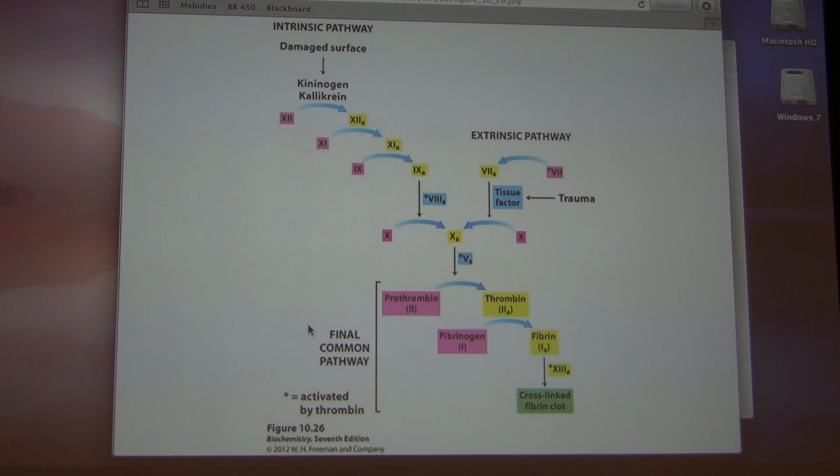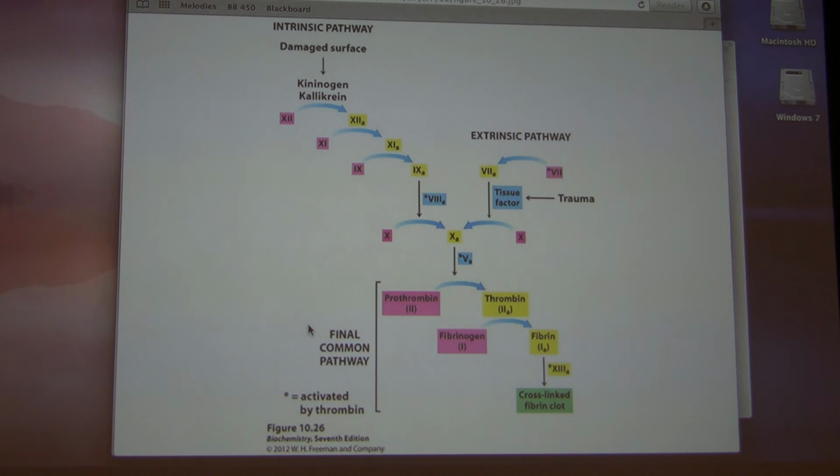Okay? There are two pathways leading to this activation, and we're not even going to worry about the two pathways. We're going to focus on this bottom part because it's at this bottom part where all the action is. The stimulation of these pathways leads to activation of an important protease, and yes, these are all proteases because in each step, one protease is activating another protease, is activating another protease, is finally coming down here and activating the inactive protease known as prothrombin and converting it into the active form known as thrombin.